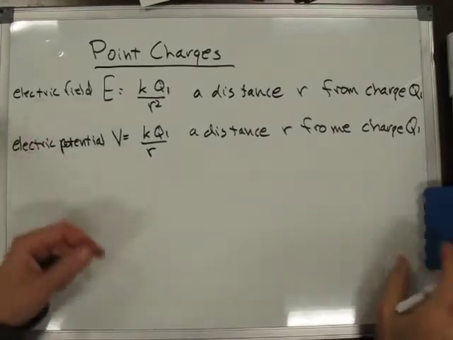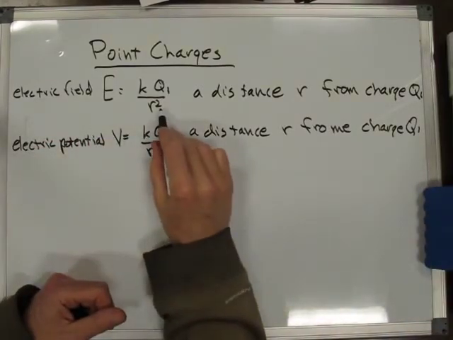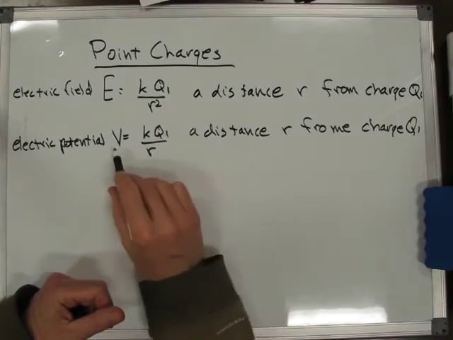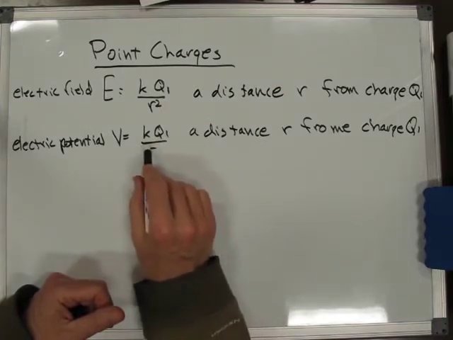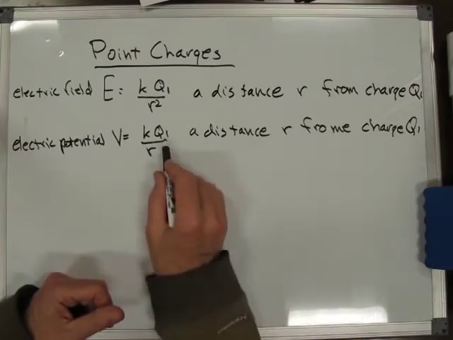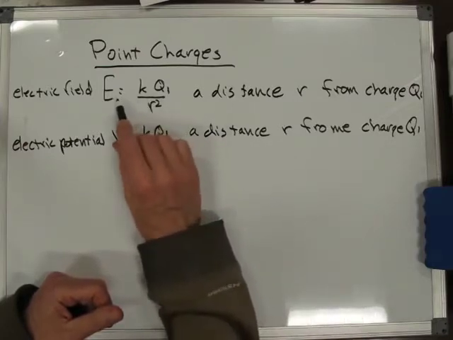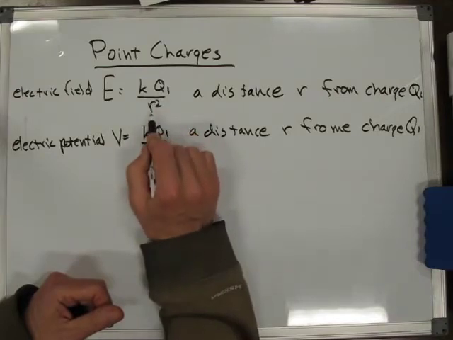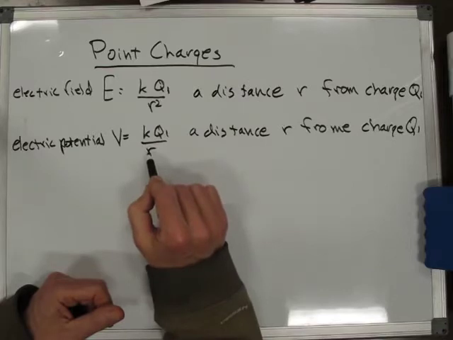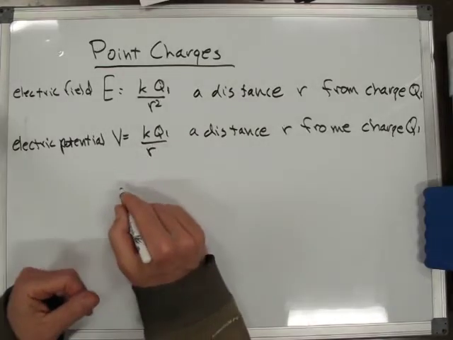So when we're talking about point charges, the electric field has this formula, which we've talked about already, and the electric potential has this formula. The electric potential, or the voltage, a distance r from a charge q1 is V equals kq1 over r. Notice the electric field is kq1 over r squared. This is the force per charge, this is the potential energy per charge, and so they look the same for a point charge, but they're not quite the same.